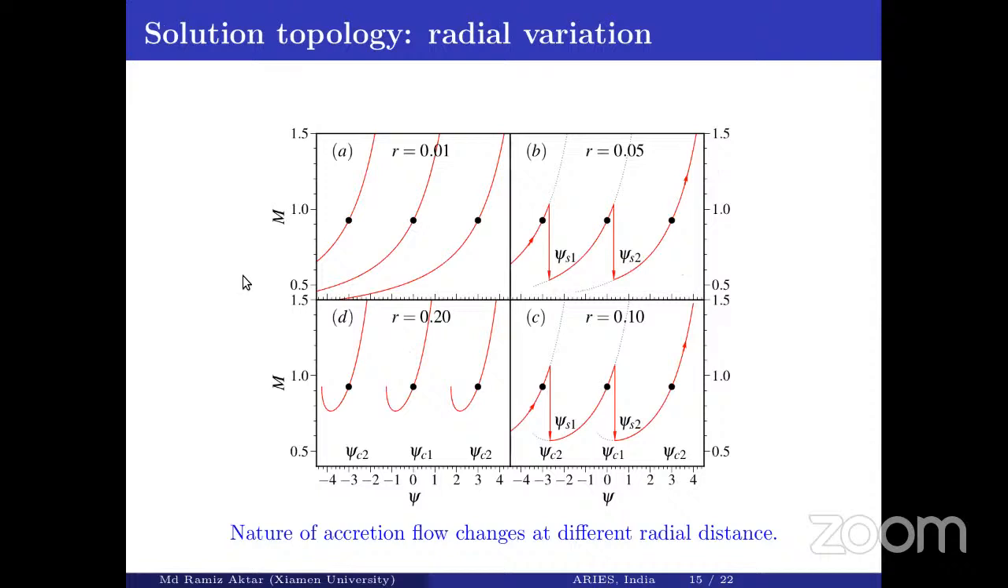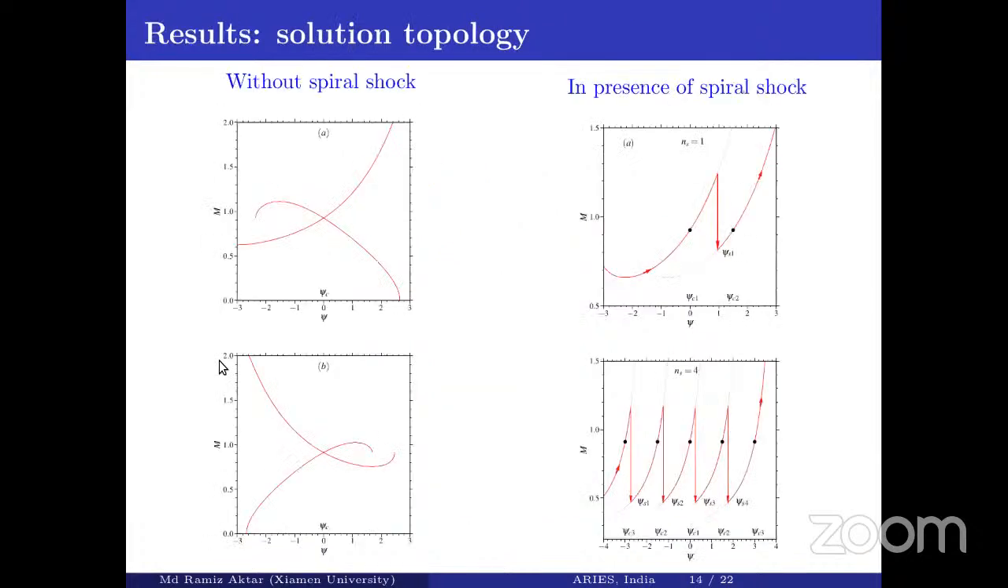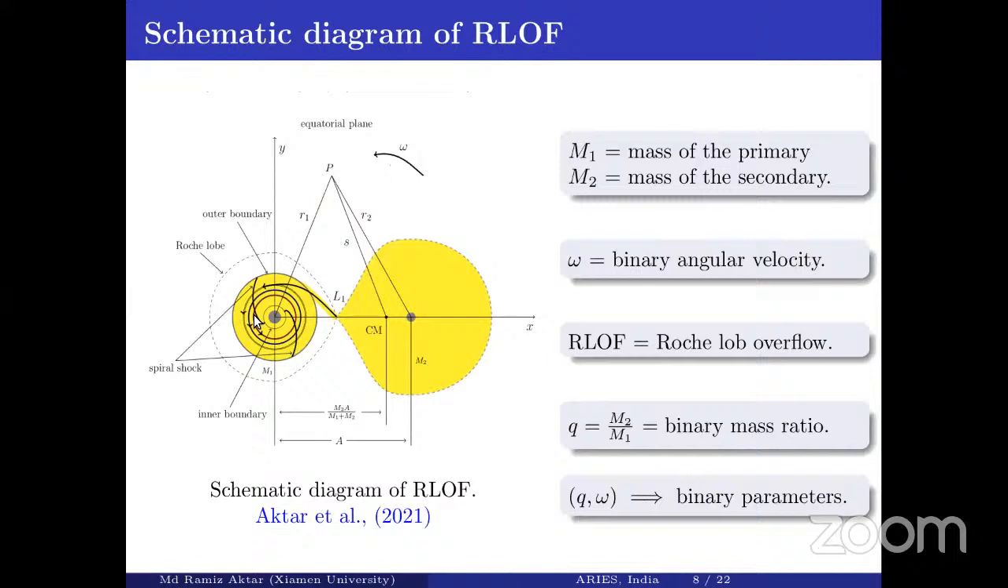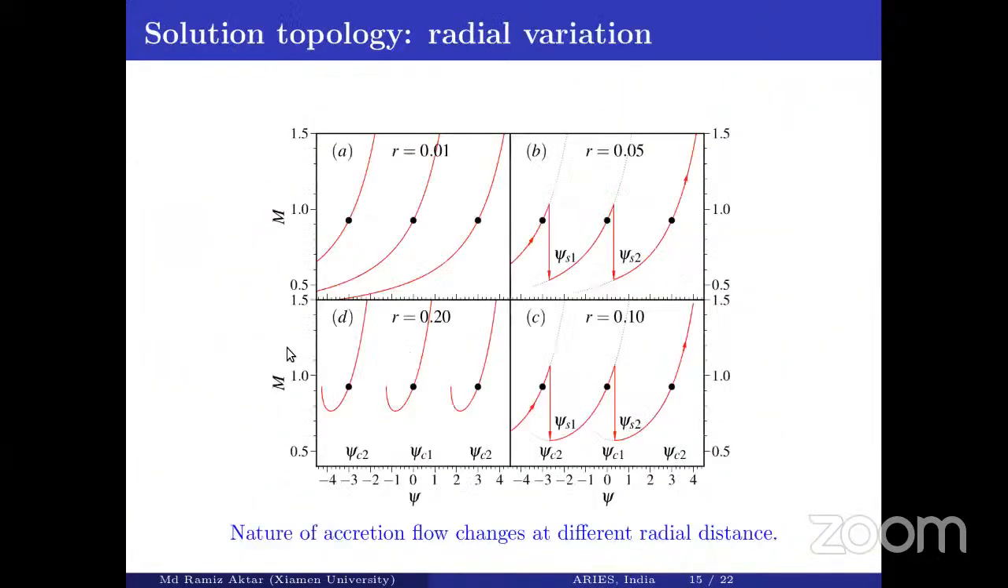Now let me describe the solution topology in terms of the radial variation. Let me go back to this diagram. Here I have shown the various circular orbits in the radial direction. In these cases you can see not all the radial positions have spiral shocks. Here we also plot the Mach number in terms of the spiral coordinate for various radial positions. You can see it is very near to the primary star, so there is no spiral shock.